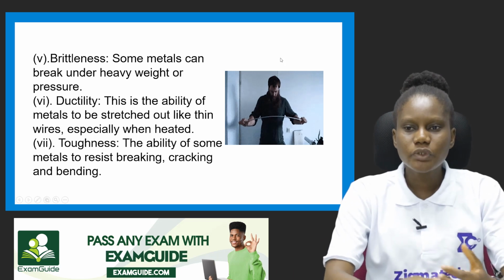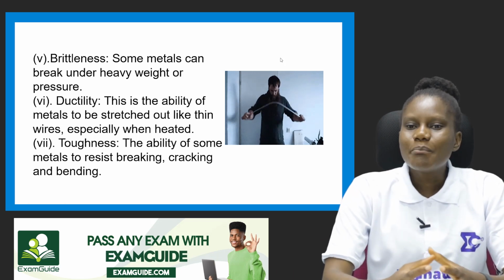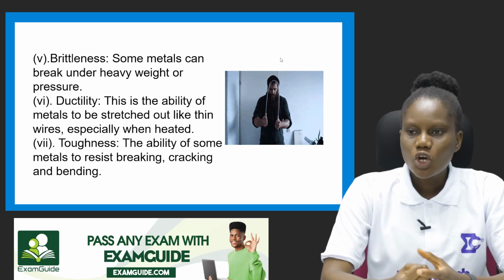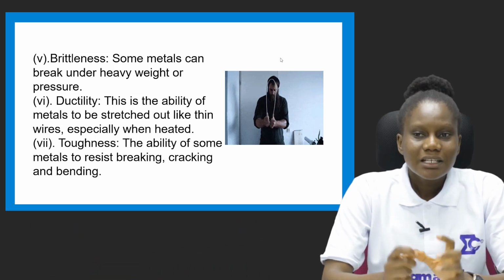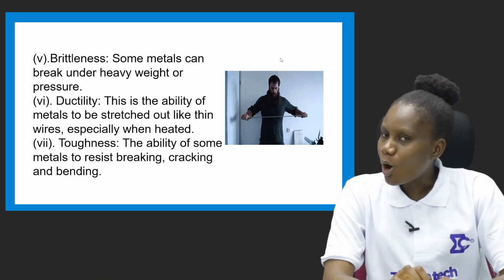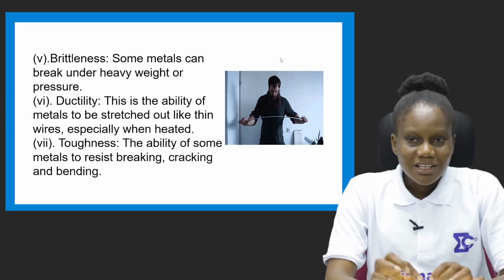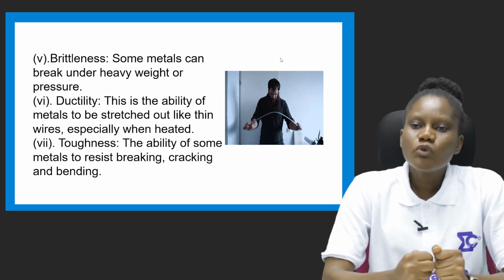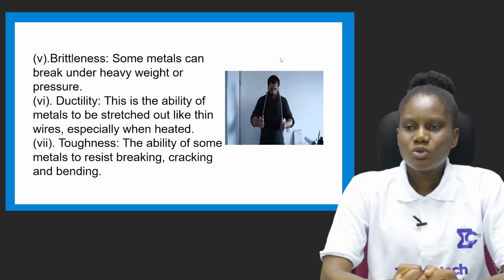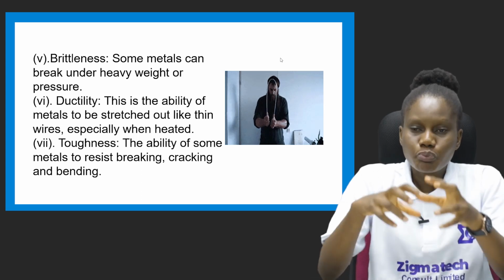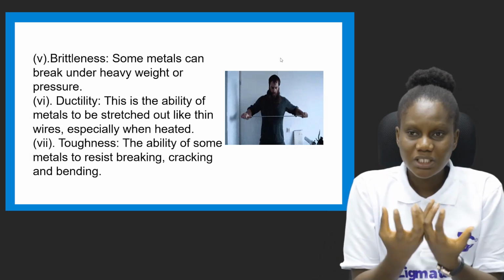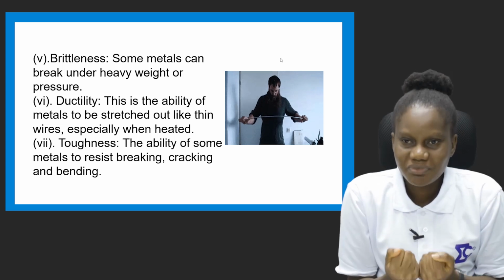Number five is brittleness. Some metals can break under heavy weight or pressure. There are some metals, notice the word some, not all metals. Some metals can break under heavy weight or pressure. So that is what we call brittleness. When you put pressure on them, when you put heavy weight on them, they can break.